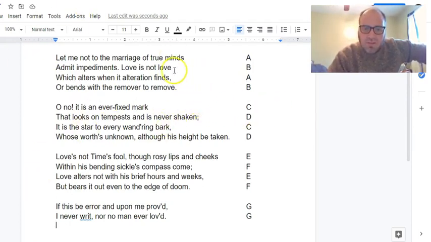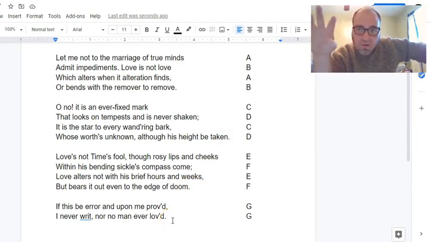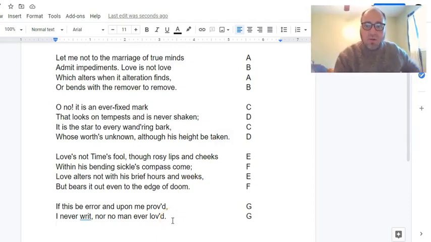Also, you can look and see that he's not trying to make it into an octave and a sestet here. We got a period at the end of the first quatrain, a period at the end of the second quatrain, a period at the end of the third quatrain, and a period at the end of the couplet. So it's very clearly separated not only by rhyme scheme, but also by sentence structure, to fit this idea of creating a meaning.